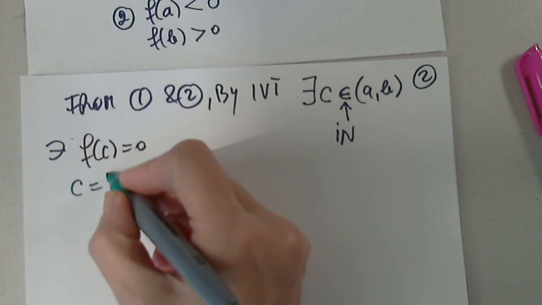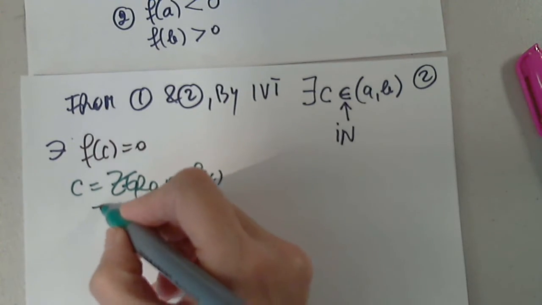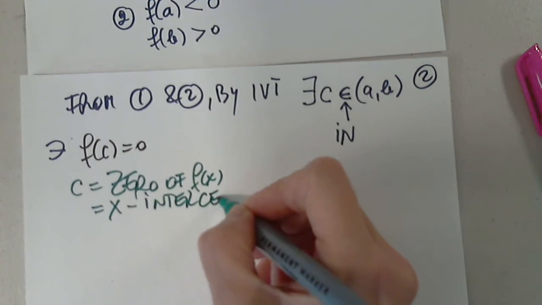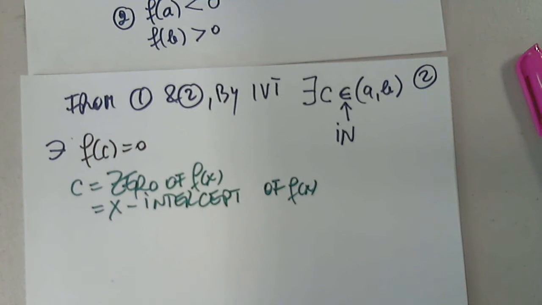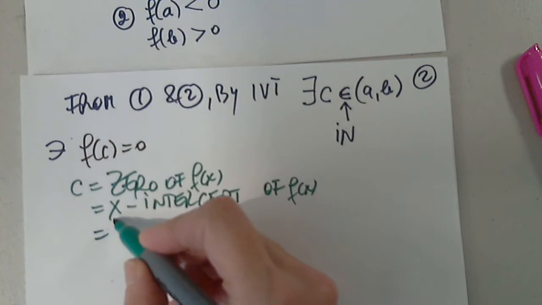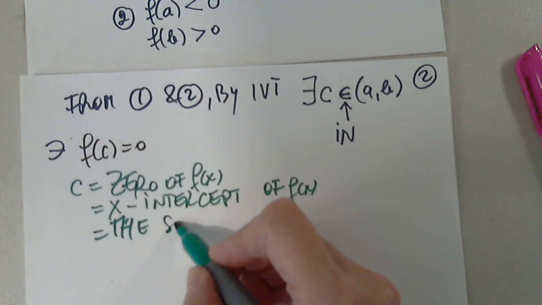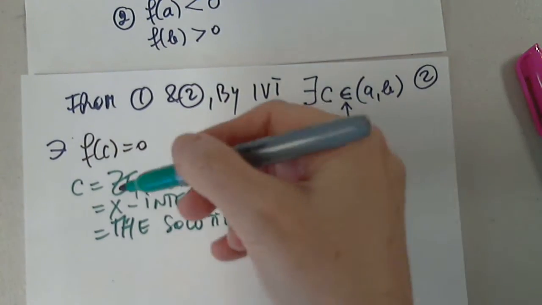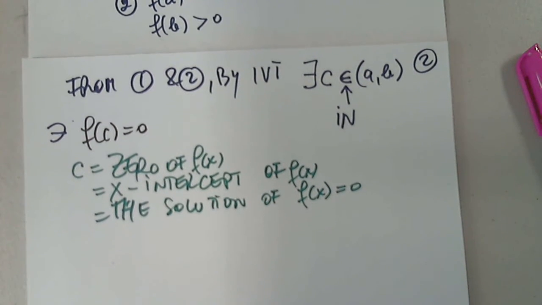So C is called the zero of f of x, or the x-intercept of f of x. Also, the solution, if you want another way of looking at it, the solution of f of x equals 0. But that's the same as the zero of f of x, by IVT.